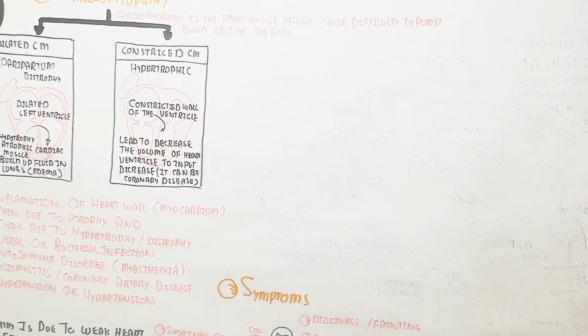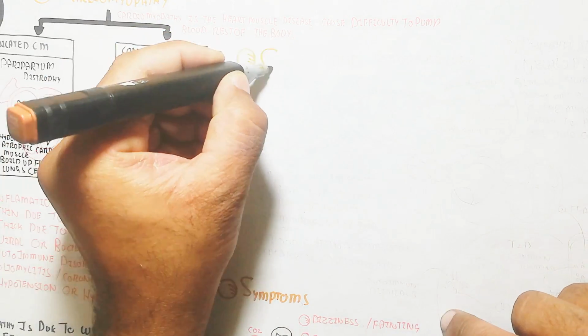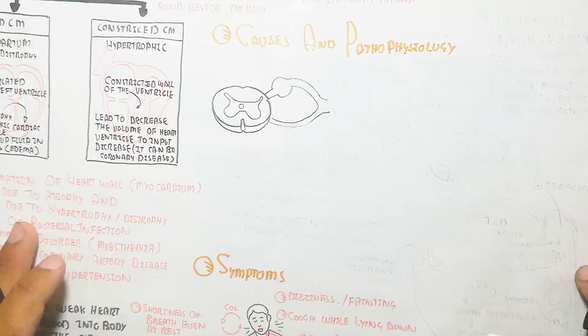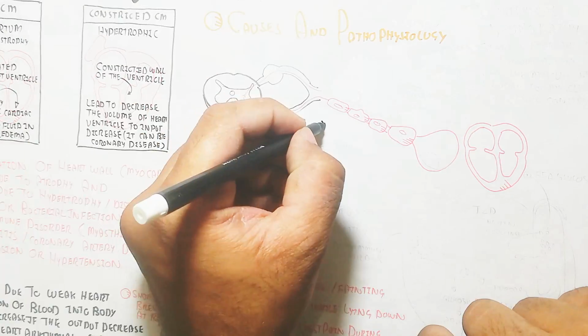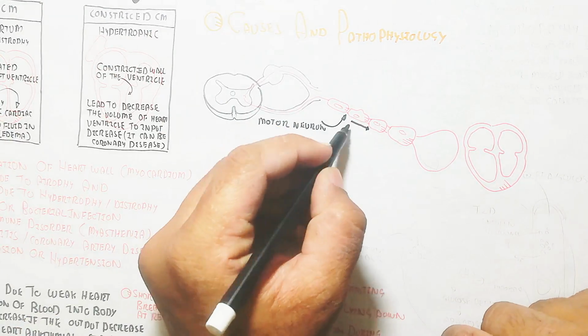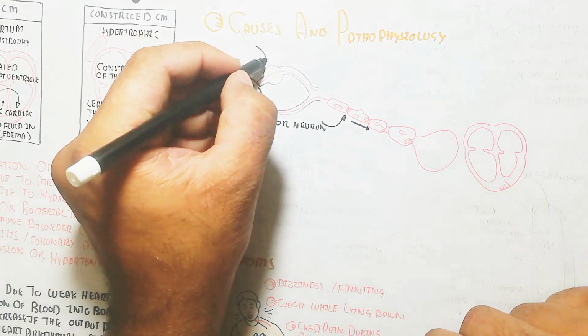A little bit about the pathophysiology. There are a lot of causes and a lot of ways cardiomyopathy occurs, but in this video we will just take an overview for better understanding.